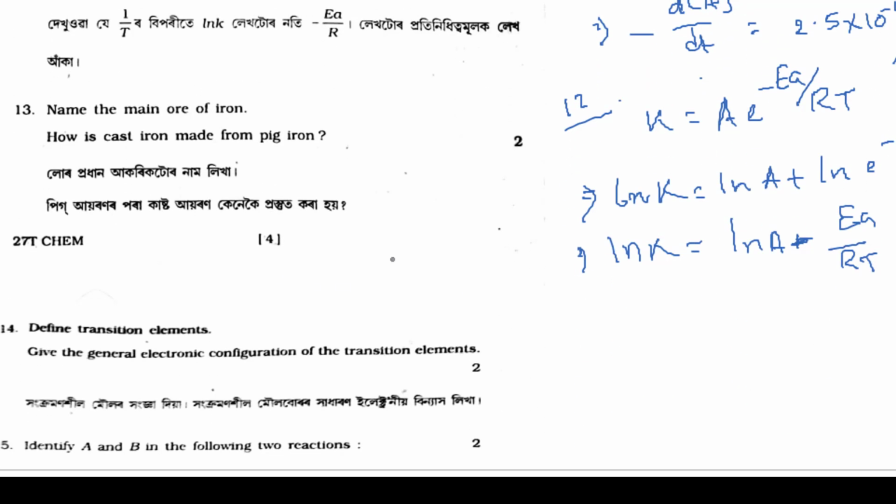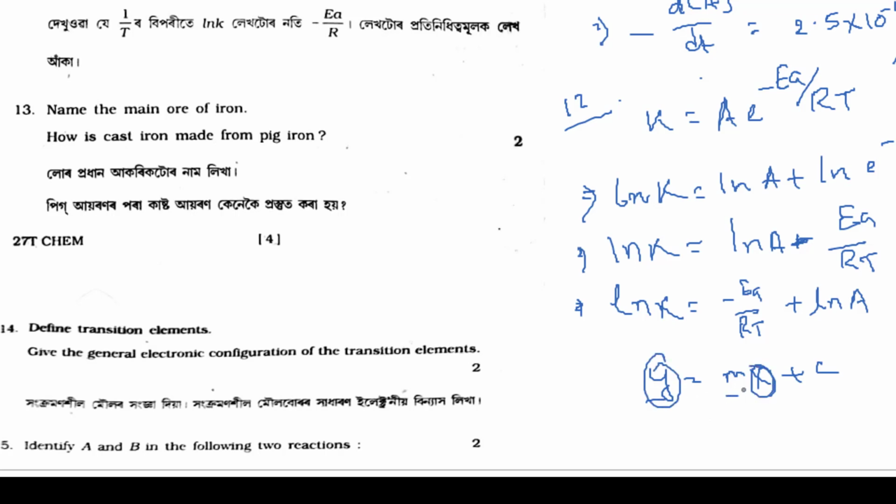So now ln k is equal to minus Ea by RT plus ln A. This equation looks like y is equal to mx plus c, which is a straight line equation. So this equation is a straight line equation, as we have seen. Where y and x are the variables, m is the slope, and c is a constant term, which we call the intercept. So ln A is the intercept.